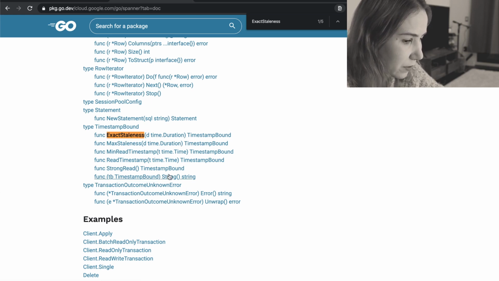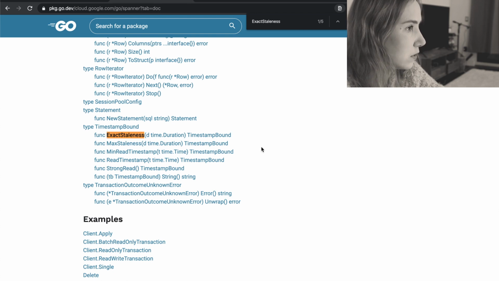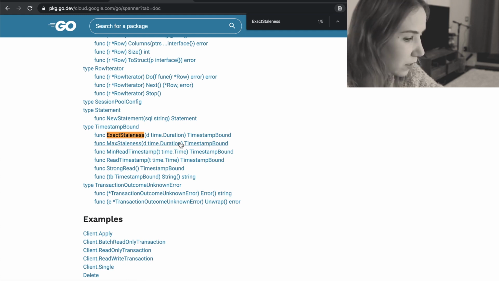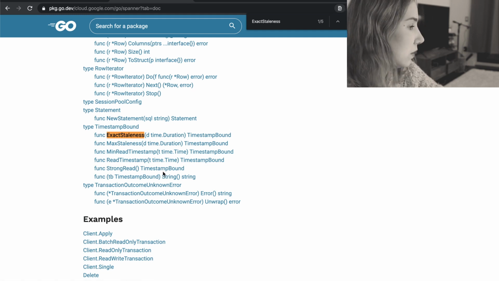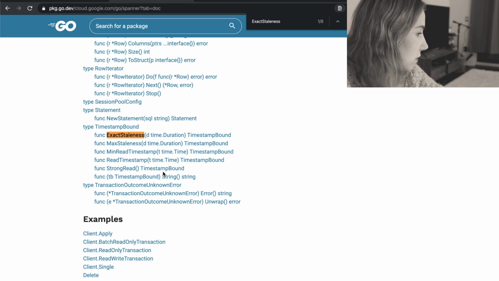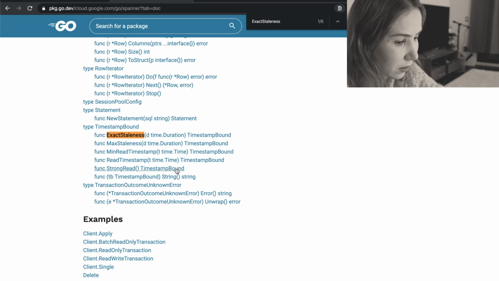There's a bunch of different options you have. Here in the API you see that there are 5 different options. Exact staleness is like, hey, I just want the data 30 seconds ago, for example. Maximum staleness is, hey, up to 30 seconds I can handle stale data. Or you can provide a specific timestamp, or you can do the strong read. And the strong read just asks the primary again, hey, if the data is stale or not. If it's not stale, then it returns from the replica. Otherwise, you have to wait.